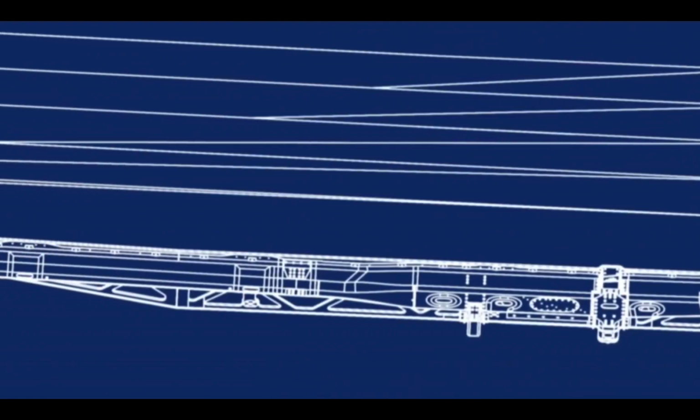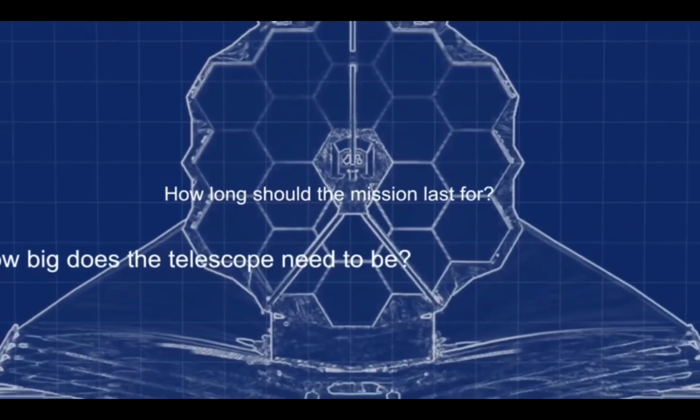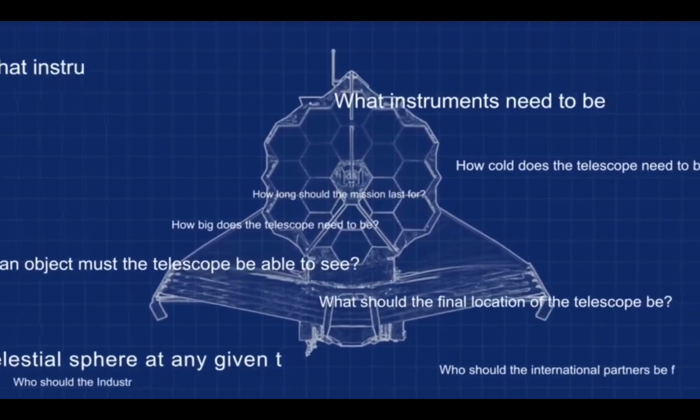Before any designs for Webb could be created, certain criteria needed to be established first. We had to figure out, well, number one, how big could it be? Number two, how cold could it be, or should it be, to achieve the scientific objectives? And number three, where to put it so that it could get that cold. We knew we wanted to have international partners on Webb, just like we did on Hubble. And those partners were the European Space Agency and the Canadian Space Agency.